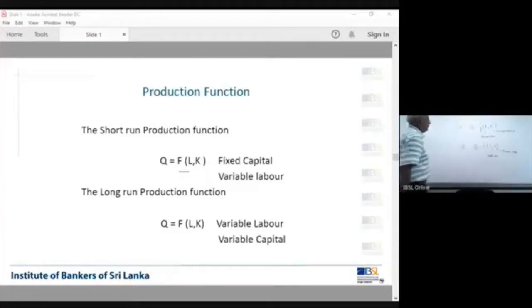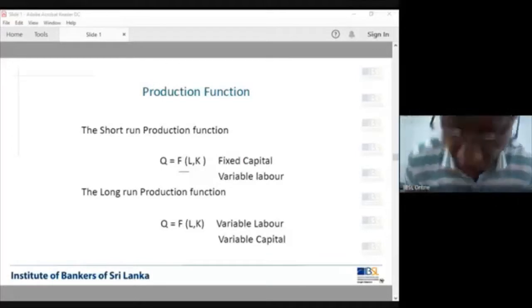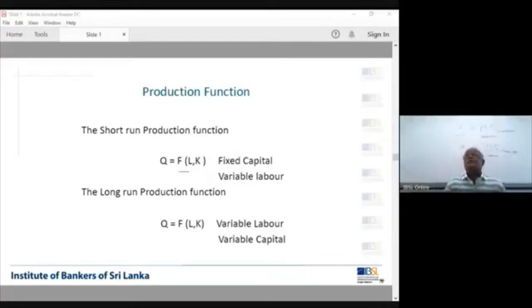Fixed capital and variable labor, right? That is the difference between the short run production function and the long run production function. You can't specify short run as 3 months and more than 3 months as long run, no. It's a company specific concept. The point where the fixed factor becomes a variable factor is the point of difference between the short run and the long run.